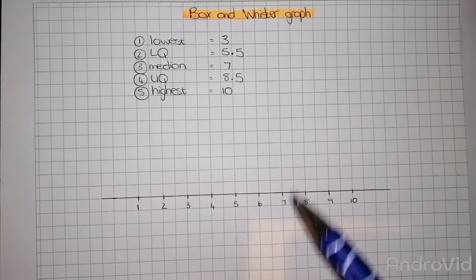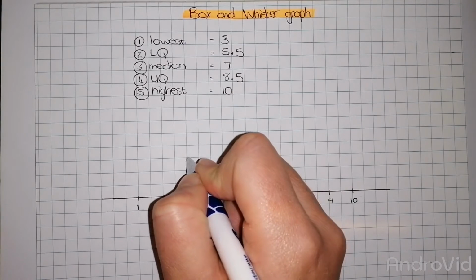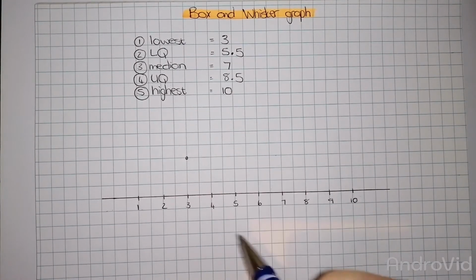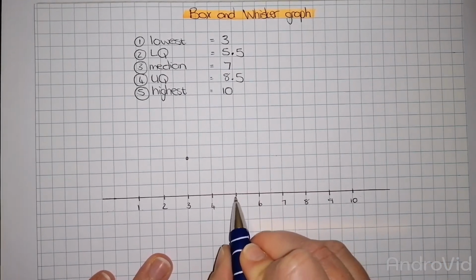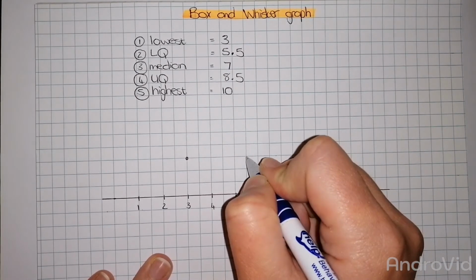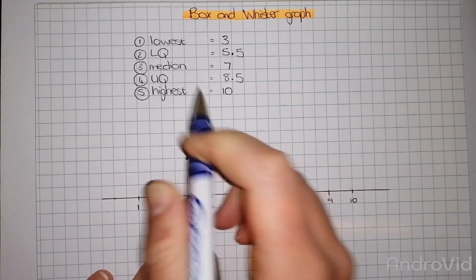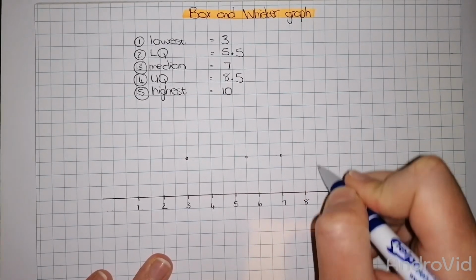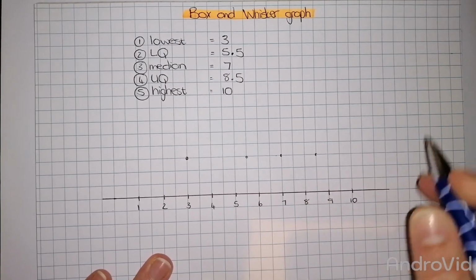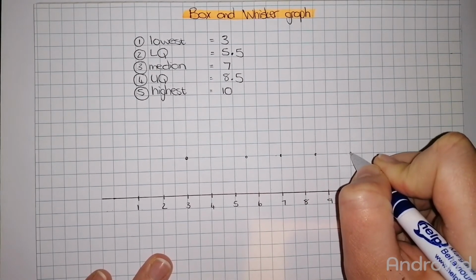So my lowest value is at 3. So I'm going to make a dot just above 3. My lower quartile is at 5.5, so that's between 5 and 6. I'm going to make a dot over there. Median is 7. Upper quartile is 8.5. And my highest value is 10.